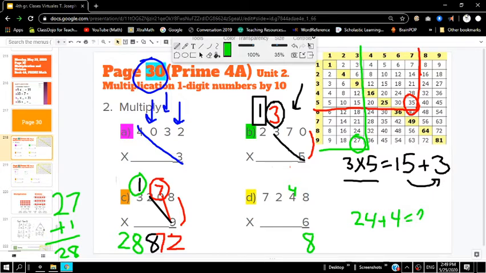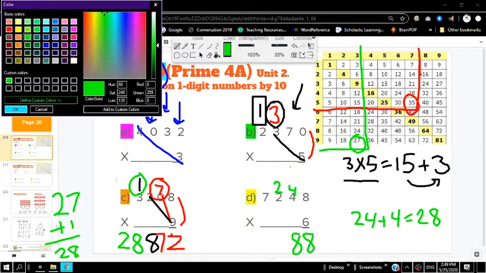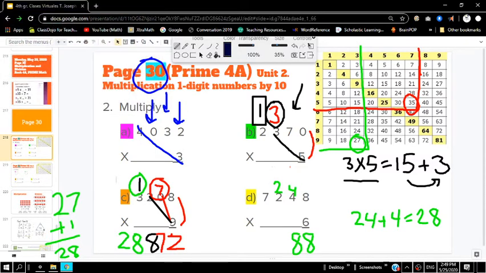My 8 goes on the bottom, and my 2 goes on the top. Let me change the color so you can see this. 2 times 6 is 12, plus 2 on the top equals 14. My 4 goes on the bottom, and my 1 goes on the top.